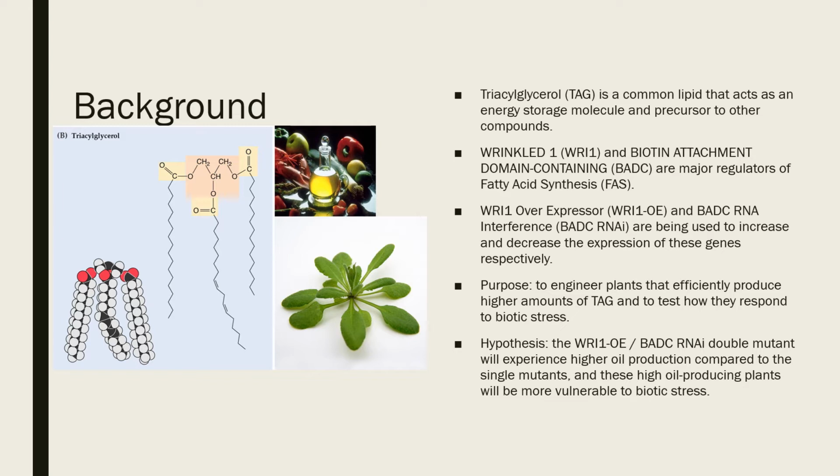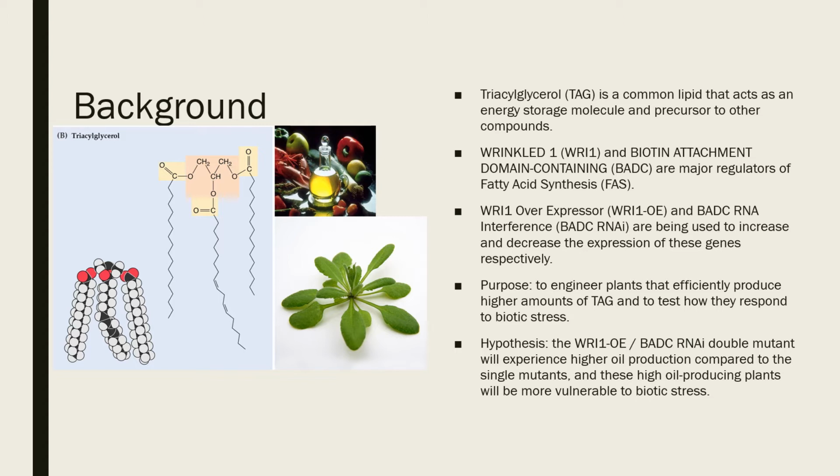The genes Wrinkled-1 and biotin attachment domain containing (BADC) have been identified as genes of interest because they are major regulators of fatty acid synthesis, where Wrinkled-1 acts as a transcription factor and BADC acts as a down-regulator of the biosynthetic pathway. In order to amplify this pathway and increase the production of TAG, the model organism Arabidopsis thaliana has been engineered to express the genes Wrinkled-1 overexpressor and BADC RNA interference to increase and decrease the expression of these genes respectively.